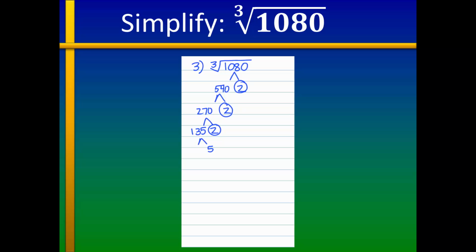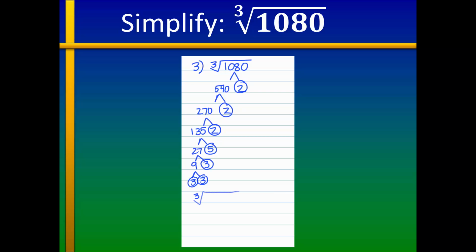And it's 5 times 27. 5 is prime, so I can circle that. And now 27 would break down into 9 times 3. 3 is prime. And 9 would break down into 3 times 3. And now we're down all the way to the prime numbers.